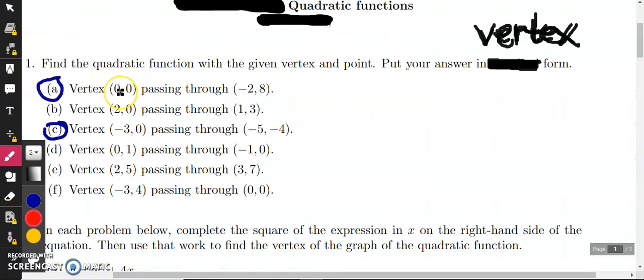that we're working. So if I'm looking at this first example right here, it's asking me to find the quadratic function with the given vertex and point. So it's giving me a vertex, and it's giving me another point that the graph of the parabola has to pass through.